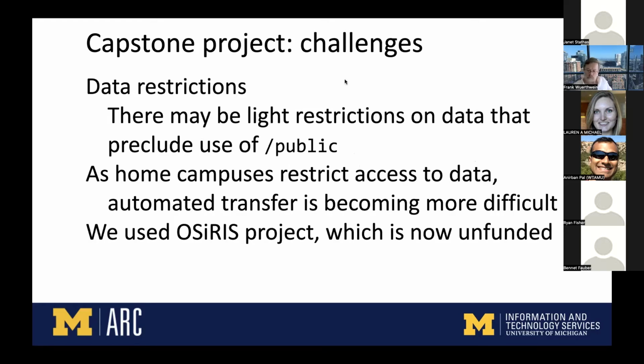So the data restrictions, we did have very light restrictions on these data. In both cases, the data are fully intended for publication and open public access by the government, but they were in a pre-release state, so the full quality analysis hadn't been done. And I think that as home campuses seem to be restricting access to data and machinery that holds data, the choices that are available for automated data transfer are becoming more difficult. One of the earlier talks dealt with a system that could very well address that, and that would be really cool. But we used the OSIRIS project. Unfortunately, it's currently unfunded and is on a best effort maintenance basis.